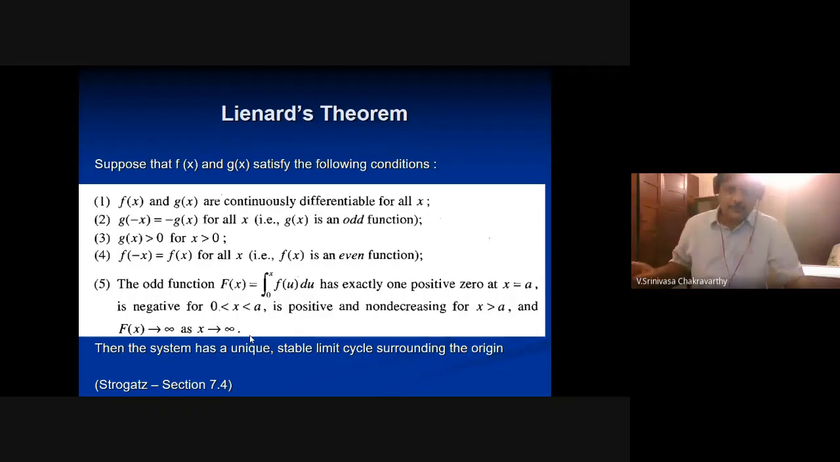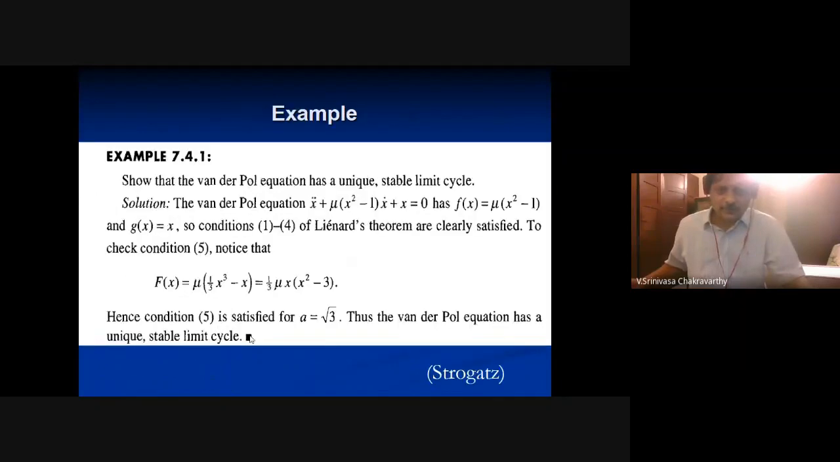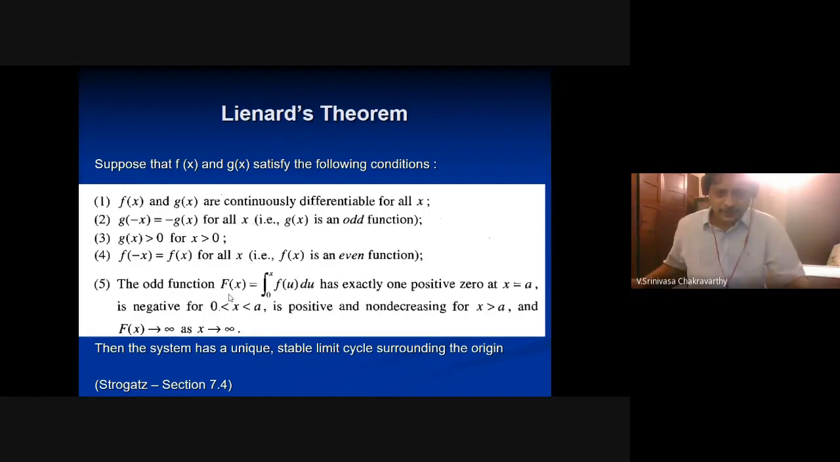So lots of conditions on this f of x, both small f of x and therefore on capital F of x. Okay, so if all these conditions are satisfied, such a system will have a unique stable limit cycle surrounding the origin. This is what the theorem says. It's given in Strogatz. You can take a look at that.